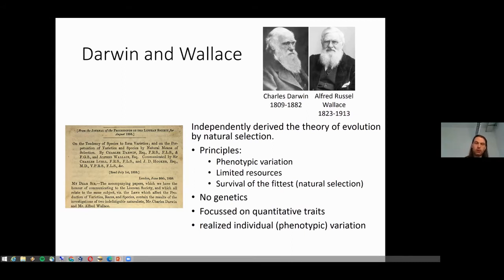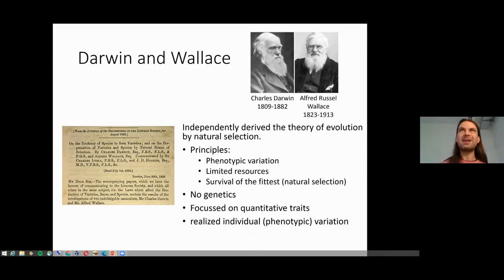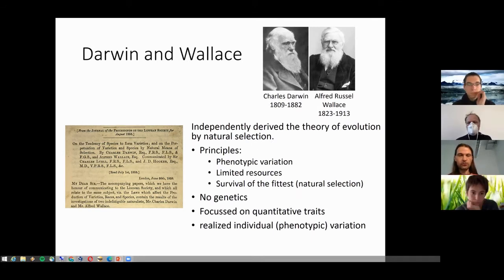And what are the principles of their theory? The principles are that there is phenotypic variation, so individuals of a population are different. There are limited resources available in the environment, and organisms compete for those limited resources, and then there's survival of the fittest, which is explained by natural selection. They didn't know anything about genetics, and they focused on quantitative traits, so morphology and so on.